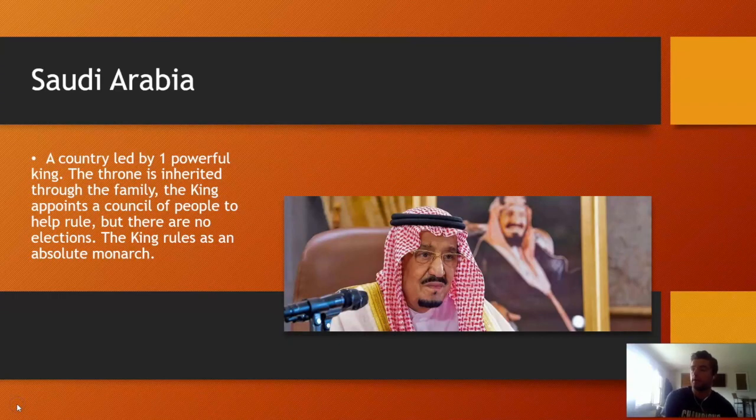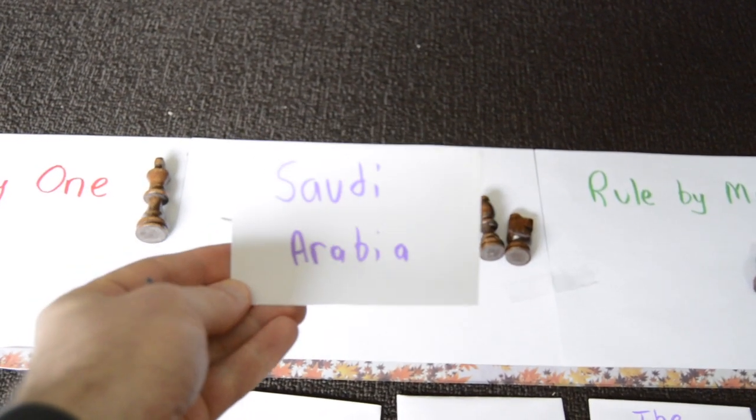Saudi Arabia. Saudi Arabia is a country led by one powerful king. The throne is inherited through the family, and the king appoints a council of people to help rule, but there are no elections. The king rules as an absolute monarch. An absolute monarch is someone who has total power over how the country runs. And monarch means that he's a king. And this is King Salman. His picture's right here.